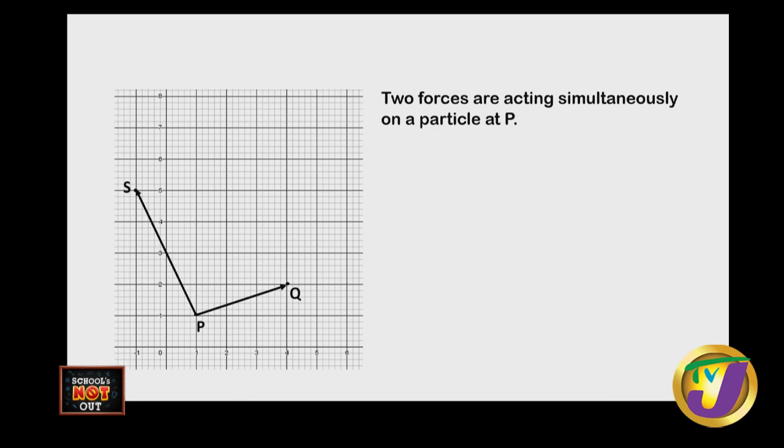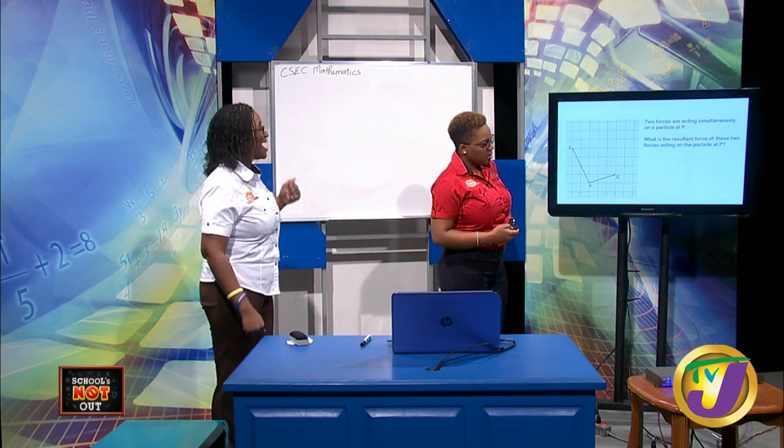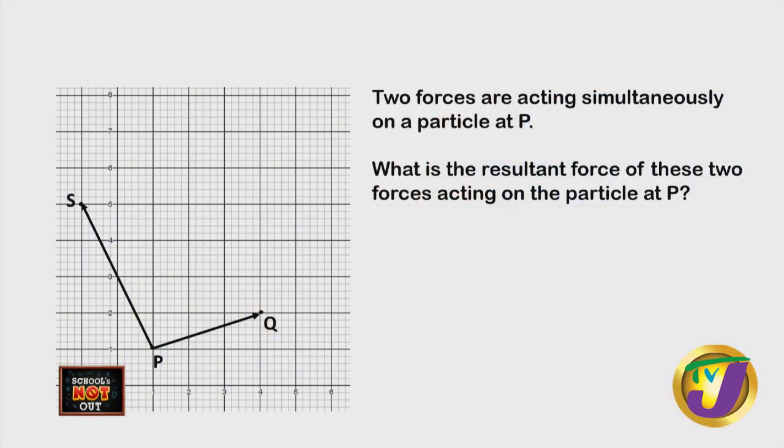I'm getting a "at P" vibe, meaning if it's at P, that means P is our starting point. Let's explore that a little bit more. What are they really asking us? What is the resultant force of these two forces acting on the particle at P? What is the resultant vector of these two forces acting on the particle P?